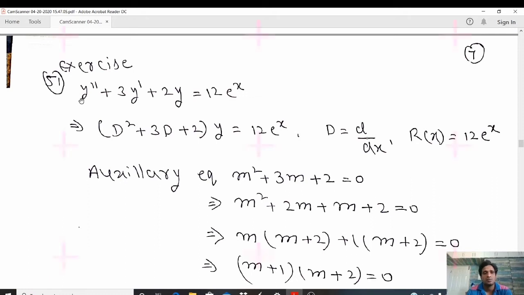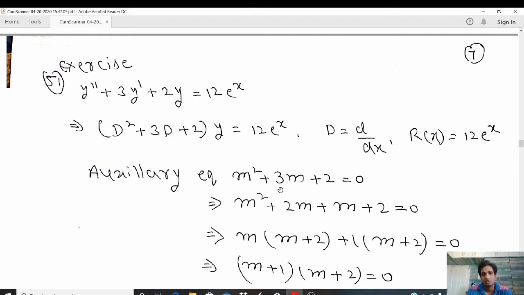Now I am writing y double dash as D square, where capital D is equal to d by dx. Then y double dash will be D square, y dash will be D. So the problem I am rewriting as D square plus 3D plus 2 into y is equal to 12 e power x. Here r of x is equal to 12 e power x, which is used to find a and b values. Now the auxiliary equation, just replacing D with m.